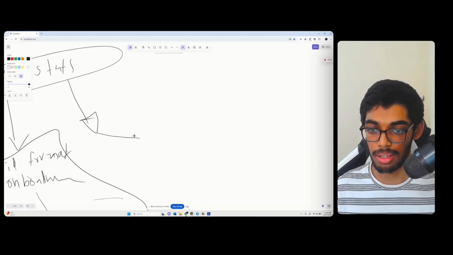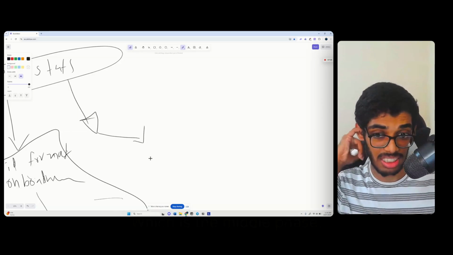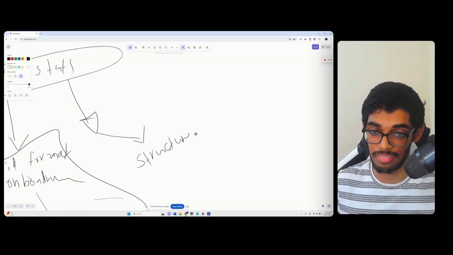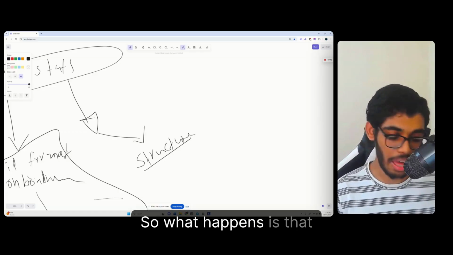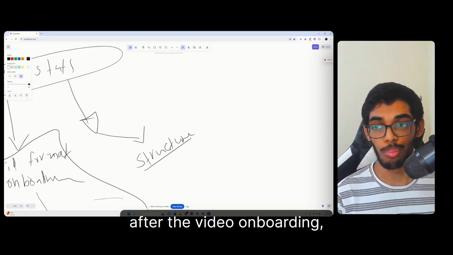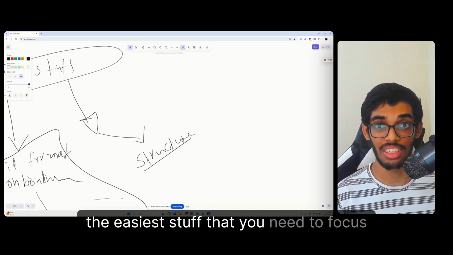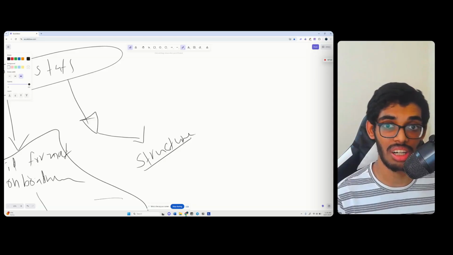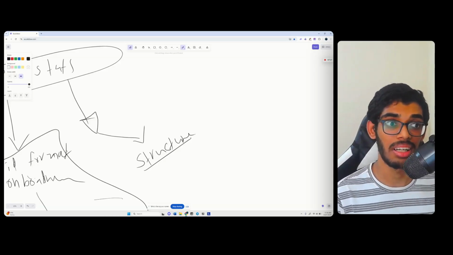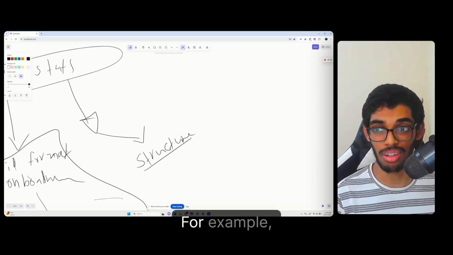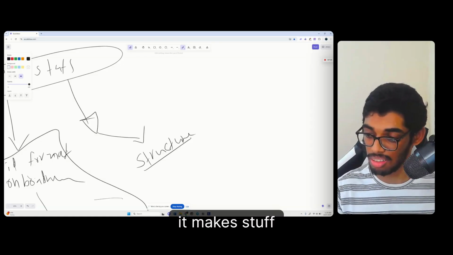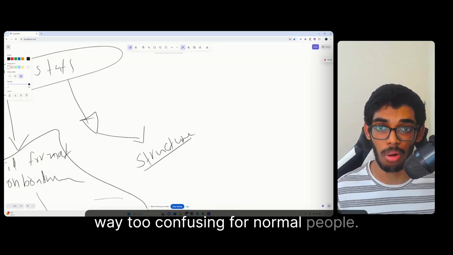Now let's go into the next phase, which is the middle phase, the structure. You're supposed to structure a community and Discord in a good way. So what happens is that, after the video onboarding, the easiest stuff that you need to focus on next is the structure your Discord is having. The problem is that most people structure their Discord badly. For example, there's a lot of stuff here and there, it makes stuff way too confusing for normal people.